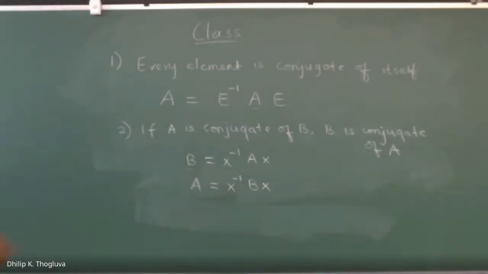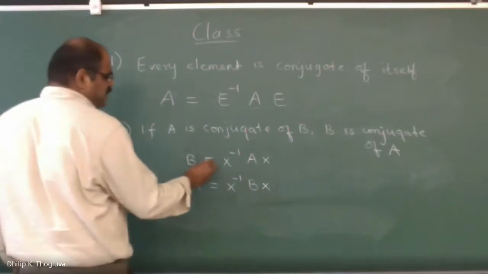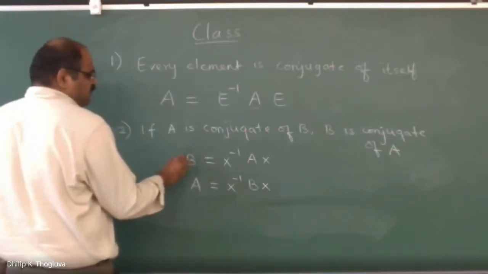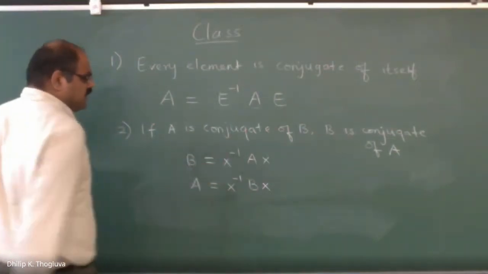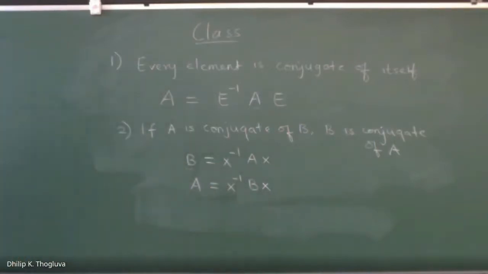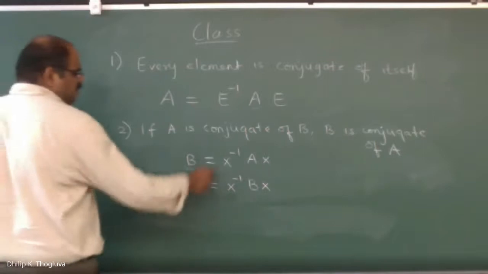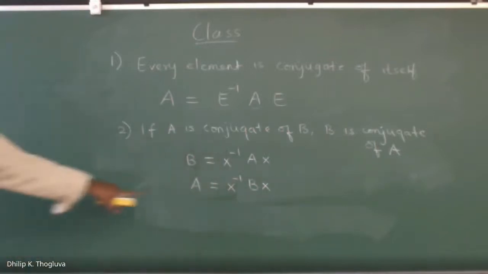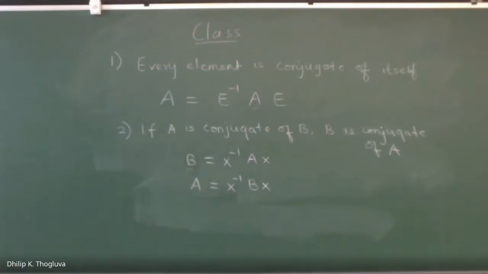So you can understand, right? You multiply with X on the left-hand side, and X and X inverse get cancelled. Then you multiply with X inverse, and the other term gets cancelled. So you will get back A. So this is valid. Third, let's go to the third property: if A is a conjugate of B and B is a conjugate of C, then A, B, C are mutually conjugate.